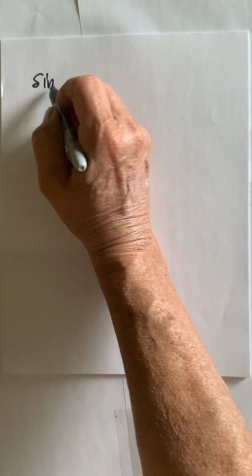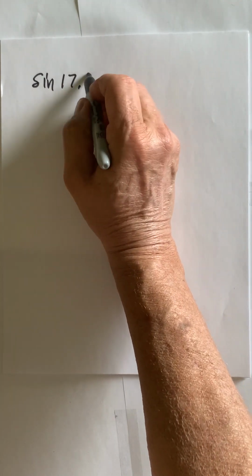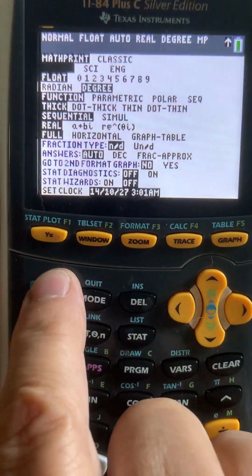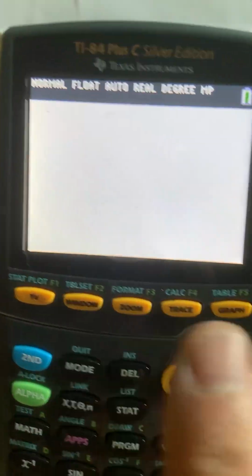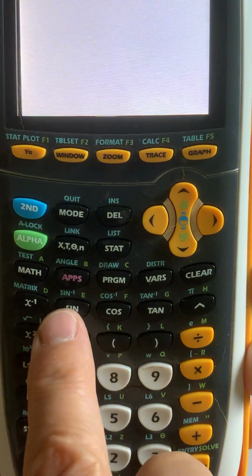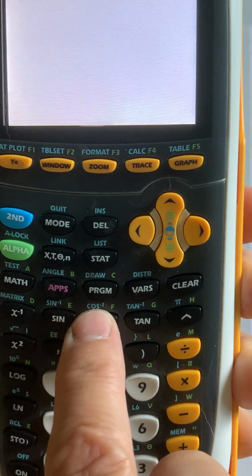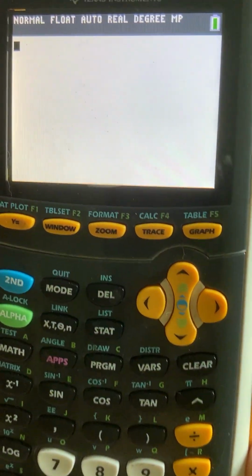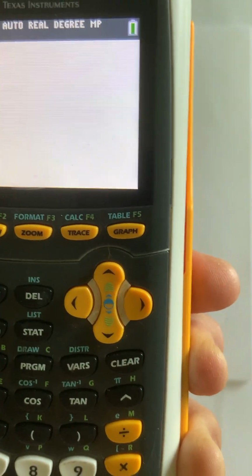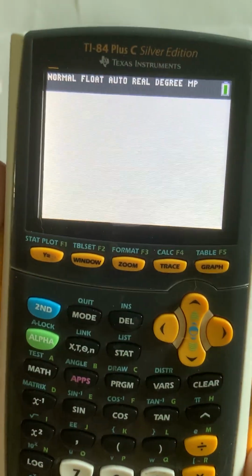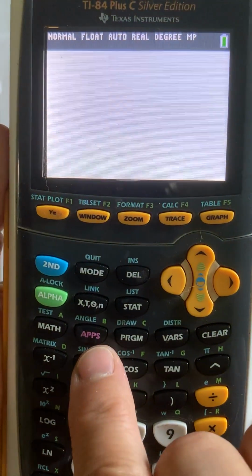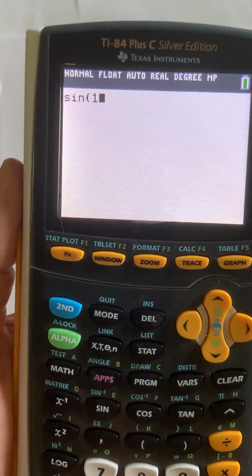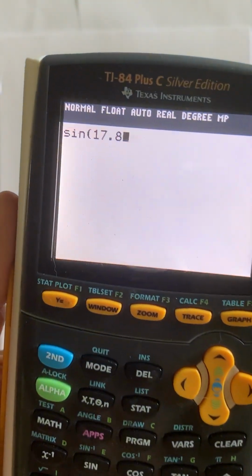Suppose I ask for sine of 17.8 degrees. So you quit out of this, go to your home screen. And now you're looking for the sine button, and notice that above the sine, cosine, and tangent are the inverses. And notice also that those are the only 3 trig buttons that you have. You don't have all 6 functions, you just have those 3. So you would put sine 17.8, and the calculator knows it's degrees.